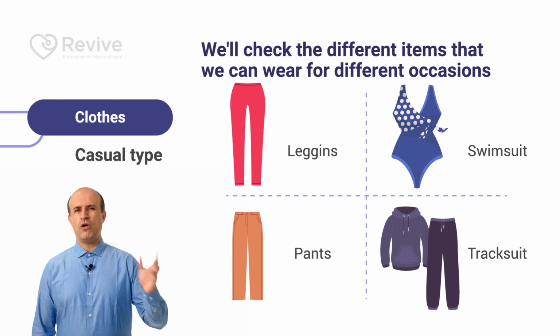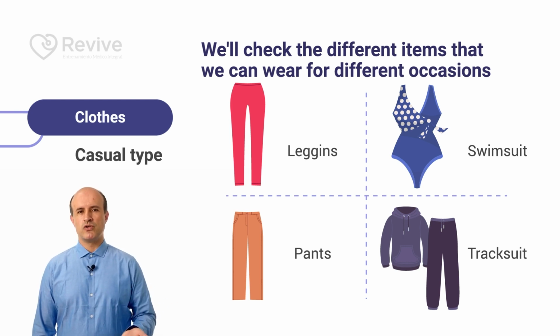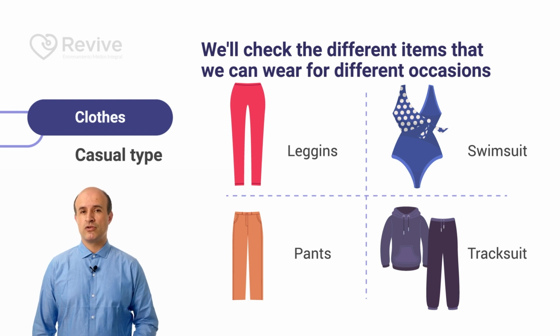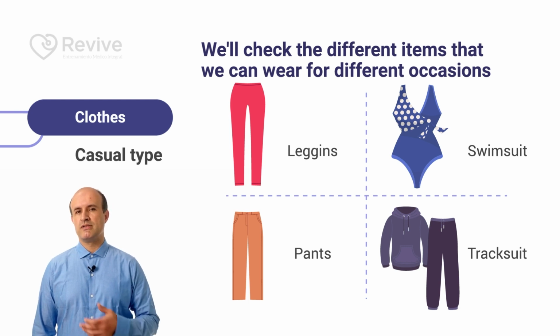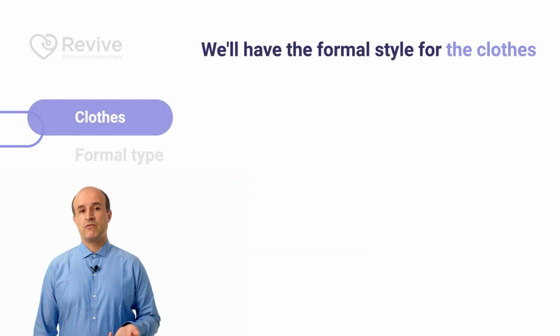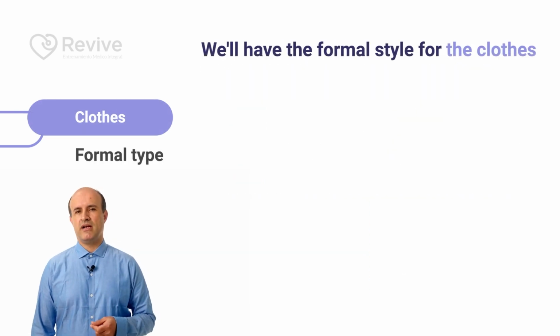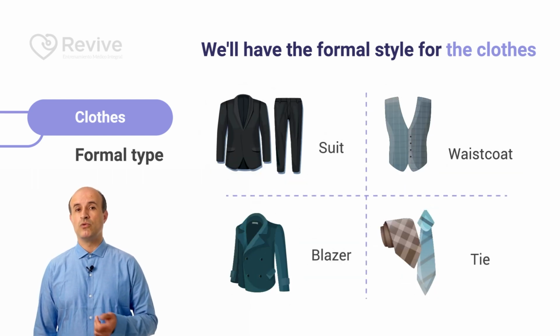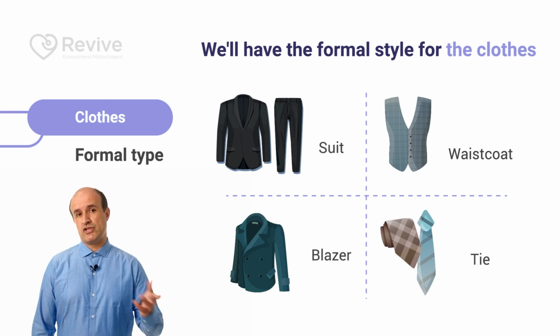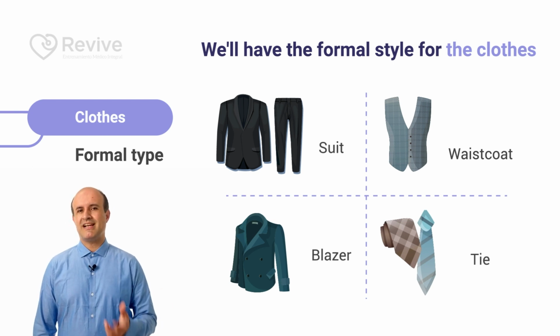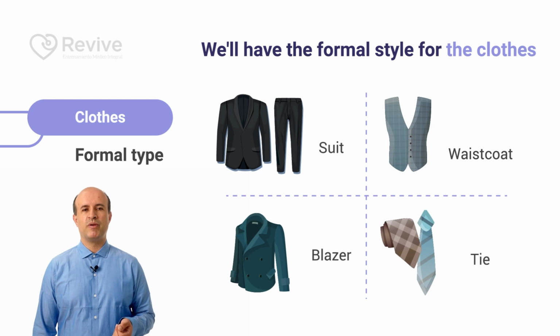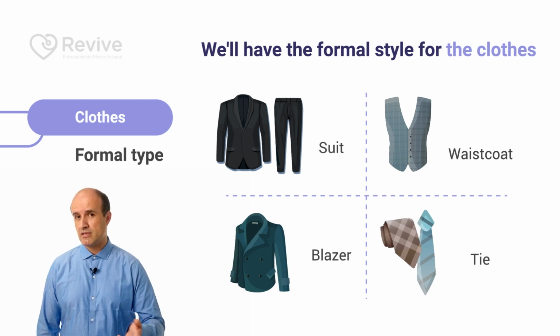You can use all these types of clothing when you go out in an informal situation or when you just want to stay at home relaxing on a day off. Then we will have the formal style for the clothes that include items such as suit, the waistcoat, the blazer or jacket for a suit, the tie that is a wonderful complement for an elegant suit or dress.